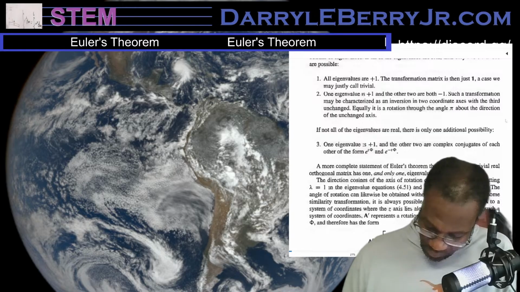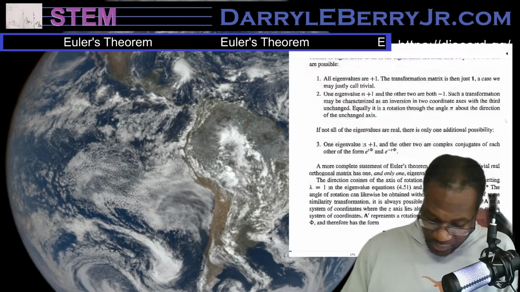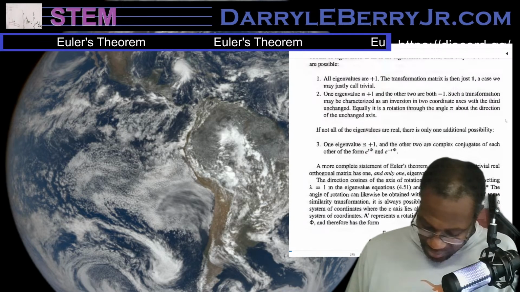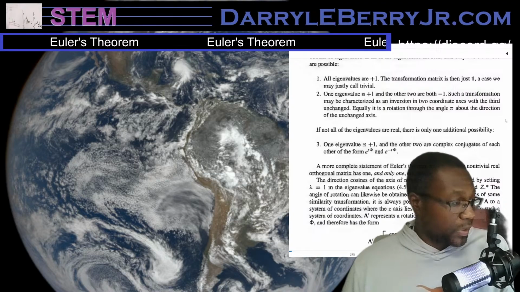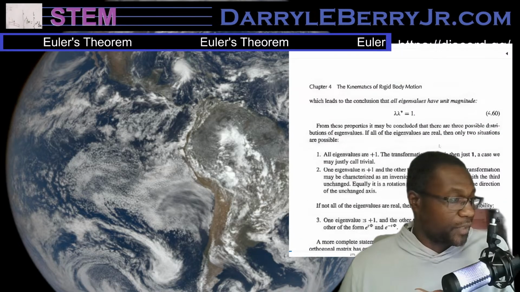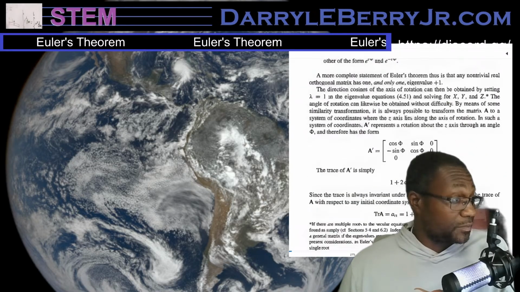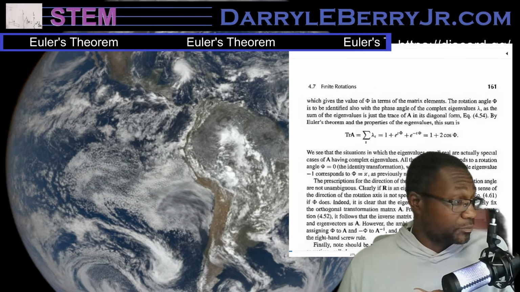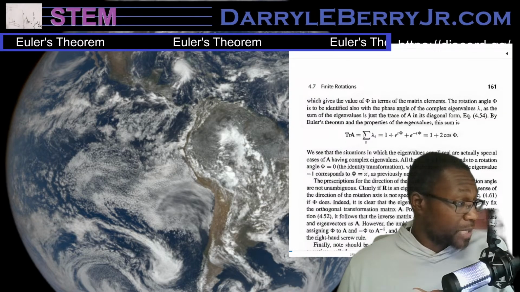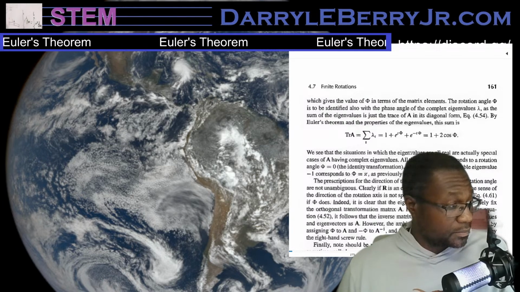Oh, here it is. It is pointing out the fact that lambda is a vector, which I mentioned earlier. So, okay. It feels good that they're sort of stating the obvious to me a little bit. I mean, they're getting something of it. By Euler's theorem and the properties of the eigenvalues, the sum is, all right.